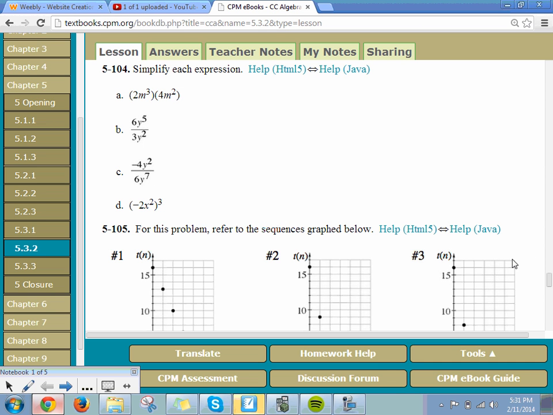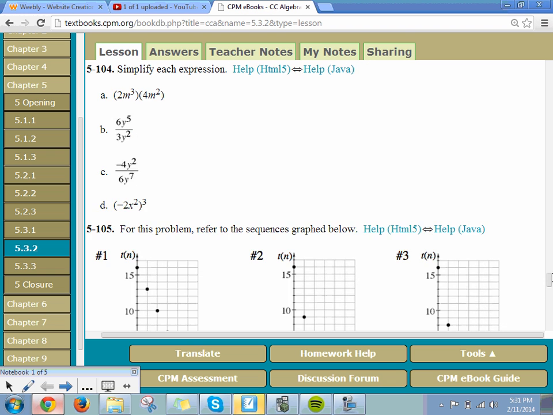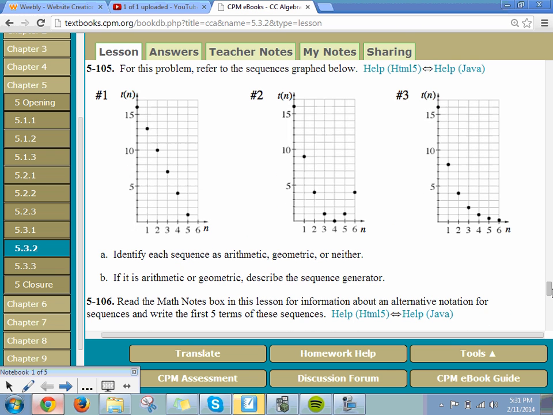All right, moving on. In 105, it says for the problem, refer to the sequences graphed below. Identify each sequence as arithmetic, geometric, or neither. And if it is arithmetic or geometric, describe the sequence generator. So what they really want us to be able to do is look at these problems and determine what's going to give it. What is going to be the thing that they have in common, that generator. We can see that. I love that they've kept them discrete. We just have the points right here.